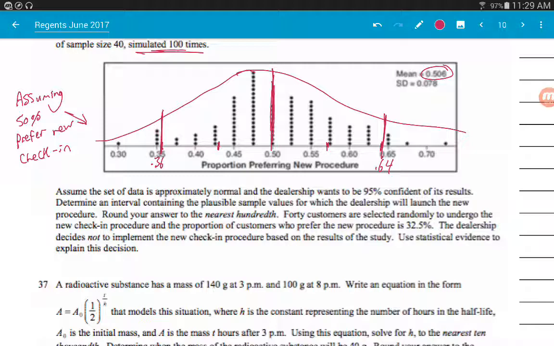So they want to know first the interval, which we just did. Round your answers to the nearest hundredth. And then 40 customers are selected at random to undergo the new check-in procedure. And the proportion of customers who prefer it is 32.5. Is that in the normal range? That's the question they're asking you.